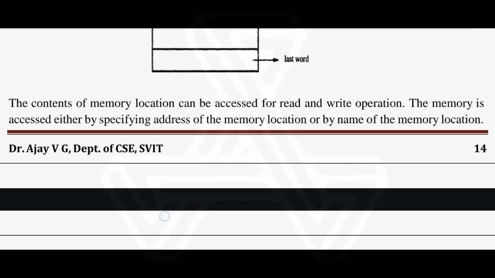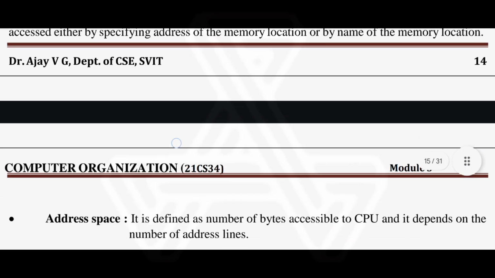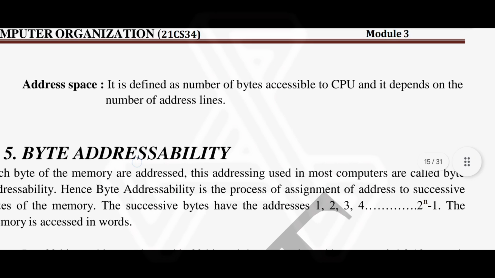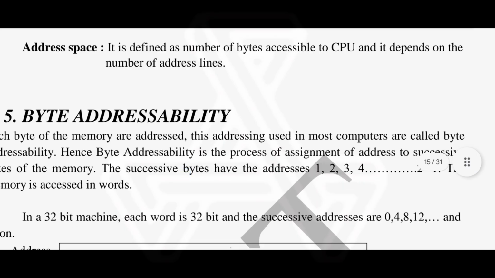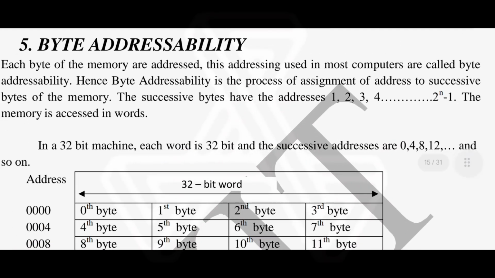The memory is accessed either by specifying the address of the main memory location or by the name of the memory location. Address space is defined as the number of bytes accessible to CPU, and it depends on the number of address lines. Byte addressability: each byte of the memory is addressed. This addressing used in most computers is called byte addressability. Hence, byte addressability is the assignment of addresses to the successive bytes of the memory.